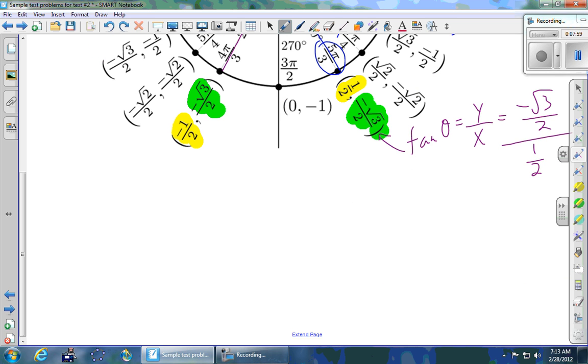And it seems like we should clean that up a little bit too. So if you write it as negative root 3 over 2, division becomes multiplication, and then you flip the thing that's in the bottom. So the 1/2 becomes 2 over 1, and you see that the 2's cancel. So we just get root 3 over 1, or root 3 with a negative. So the tangent of this angle, negative pi over 3, is negative root 3.